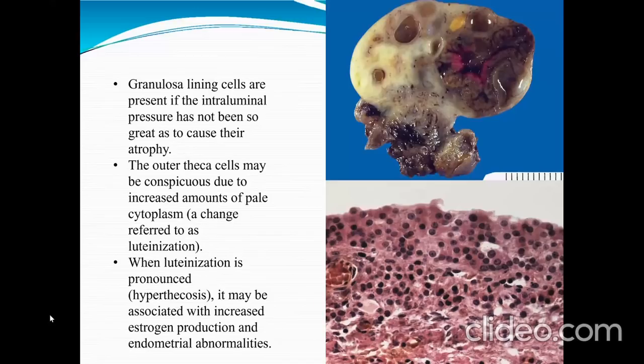When luteinization is pronounced, which is also known as hyperthecosis, it may be associated with increased estrogen production and endometrial abnormalities. As we can see in the picture here, the gross photo is showing us 3 to 4 follicular cysts along with a corpus luteum. And in this photo we can see the lining of the cyst that is being shown in the photomicrograph here. In the lining we can see granulosa cells, some of which have been luteinized, and outside that, beneath that, are the theca cells.